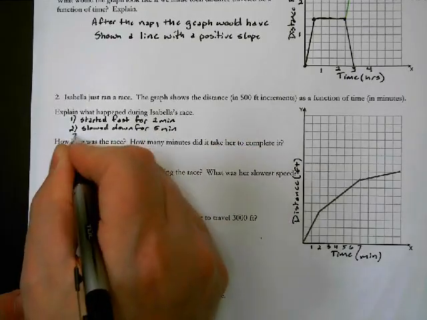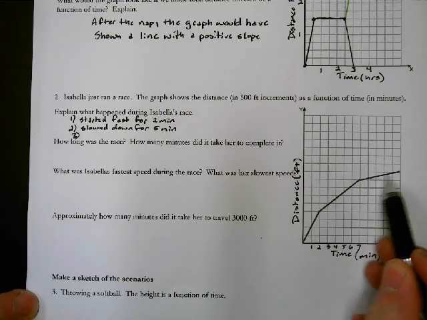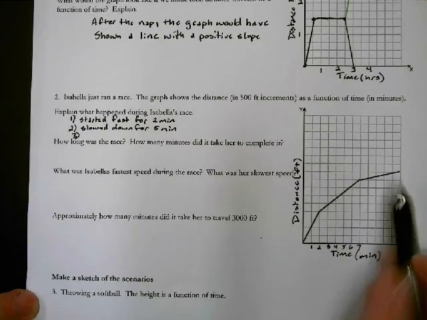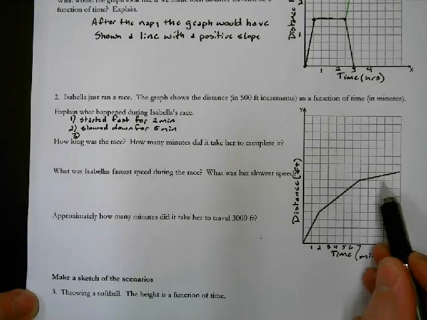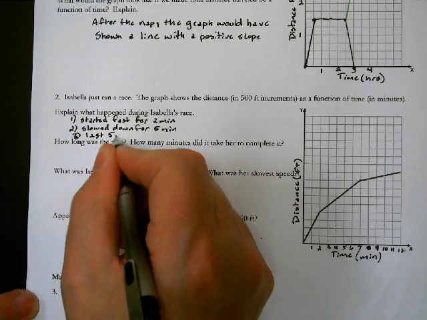And then there's a third part of our graph. Oh dear, she slowed down even more in this section. So the steepness is going down, so she's going even slower. And that happened for 1, 2, 3, 4, 5 more minutes. So the last 5 minutes, she slowed down even more.